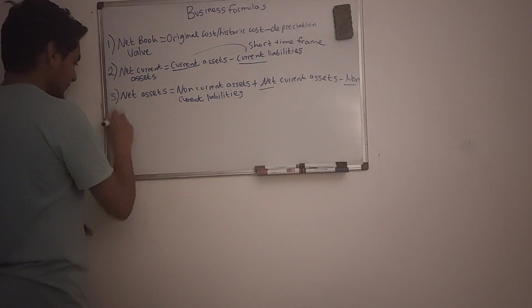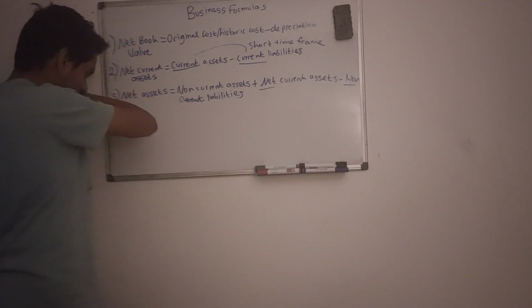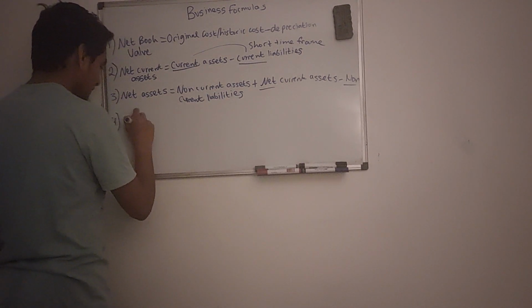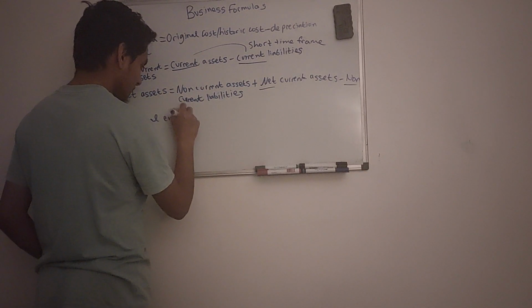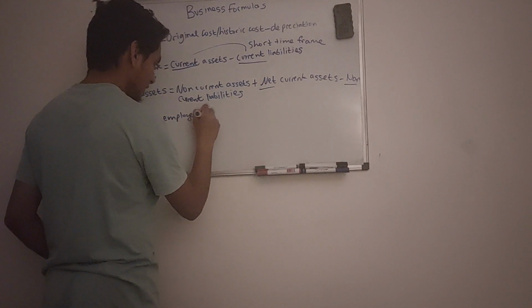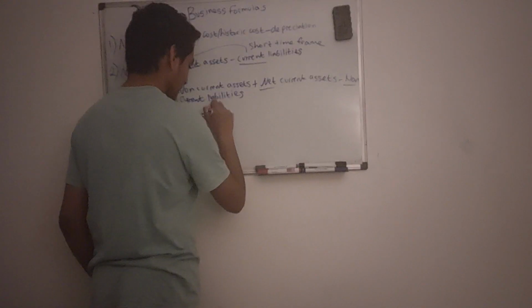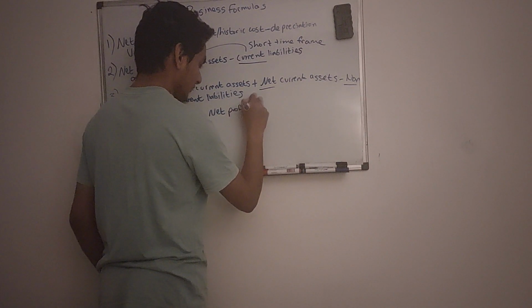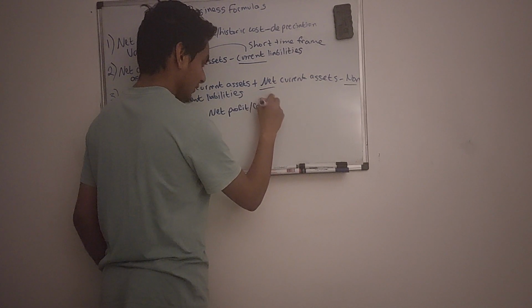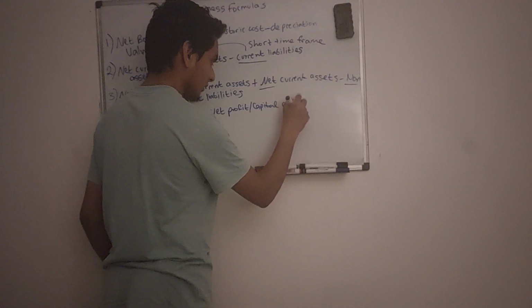Number 4 is capital employed. So that is your net profit divided by capital employed times by 100.